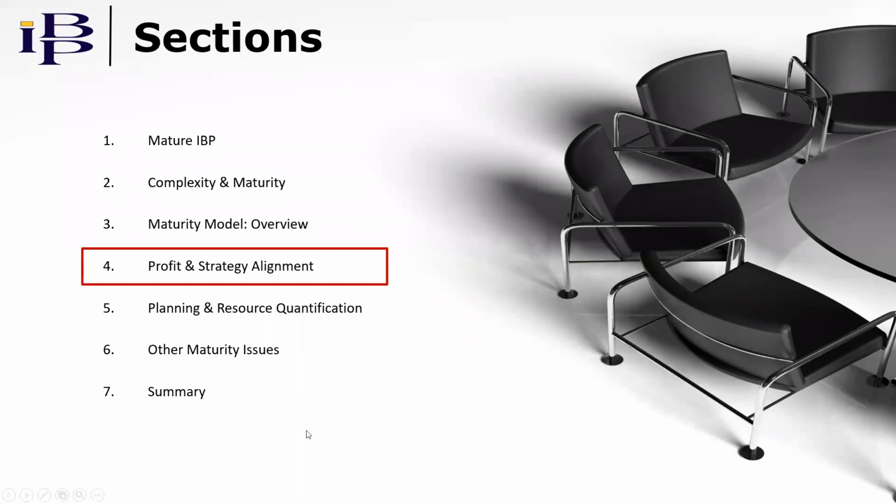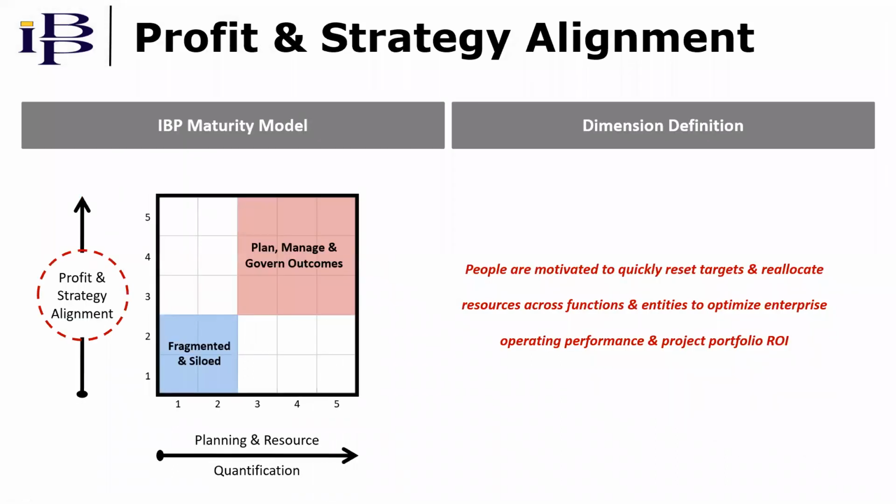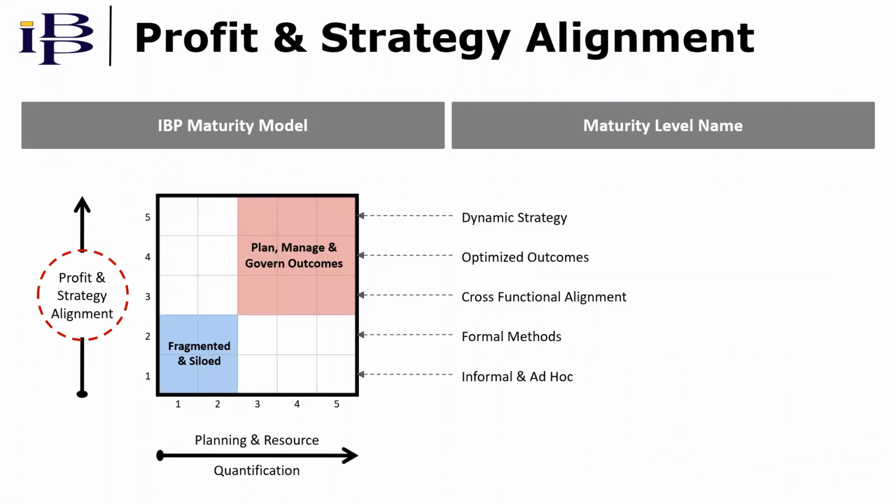So the next section that we're going to talk about is profit and strategy alignment. And this is when we get into the meat of the maturity model. So here's the maturity model, and we're focused on profit and strategy alignment. We've got the dimension definition that I showed earlier. So if you look at what the maturity levels are, these are the things that you're achieving at each level of maturity. So the first thing after the first two stages is cross-functional alignment, optimized outcomes, and dynamic strategy.